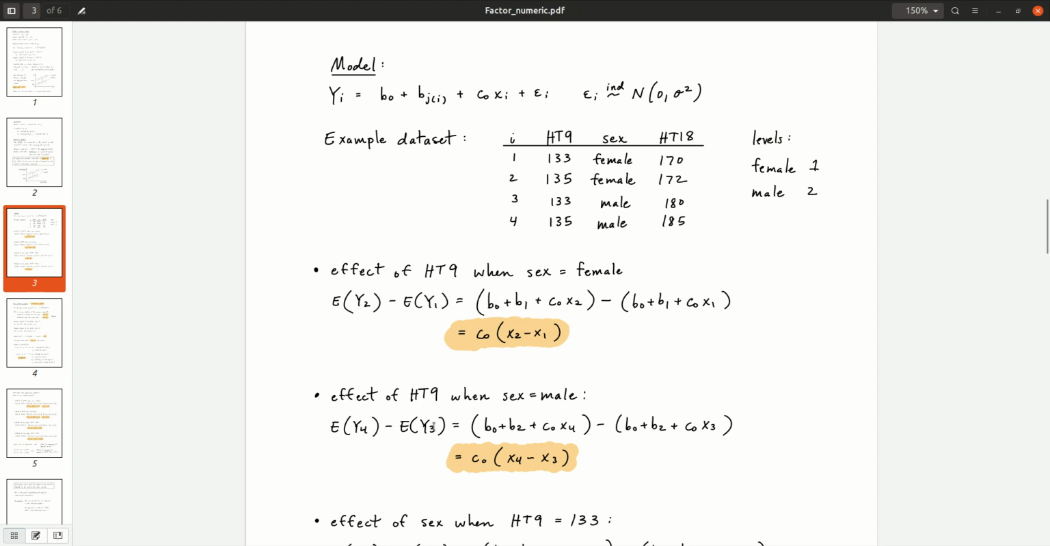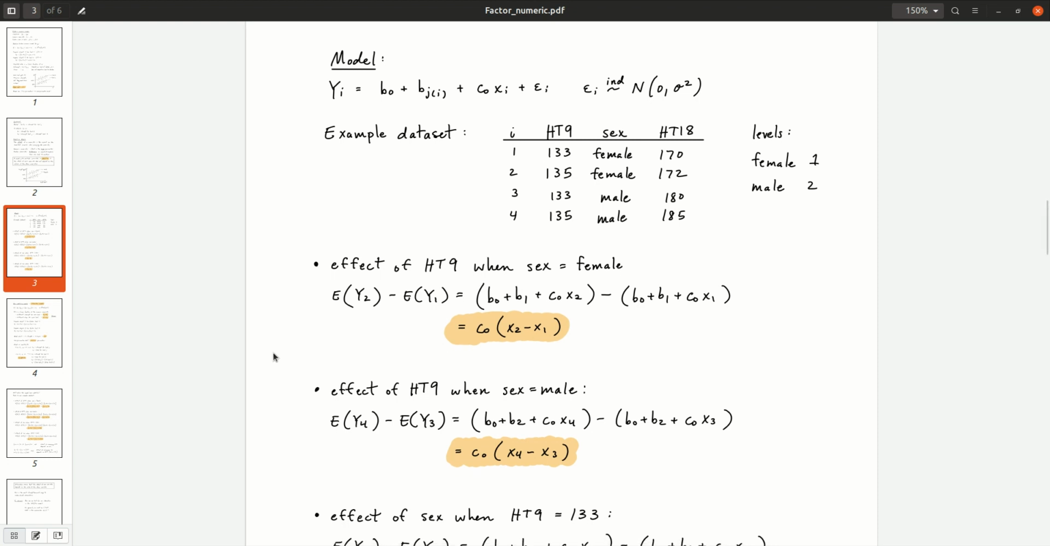And what you see by comparing these two is that the effect of increasing height at age 9 by 2 when sex is female is 2c0. And the effect of increasing height at age 9 by 2 when sex is male is also 2 times c0, which means that the effect of height at age 9 does not depend on the level of the factor. So that's our first clue that this is an additive model, and this is how it works out in math.